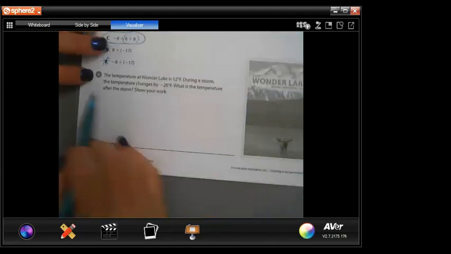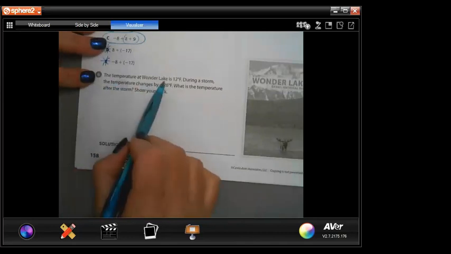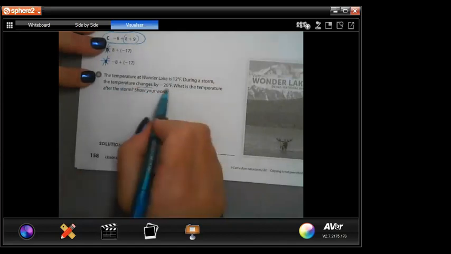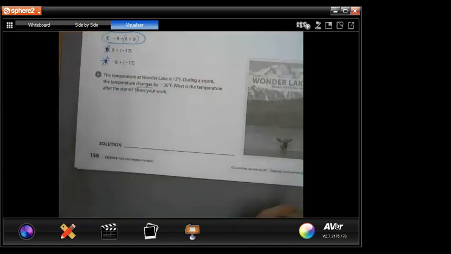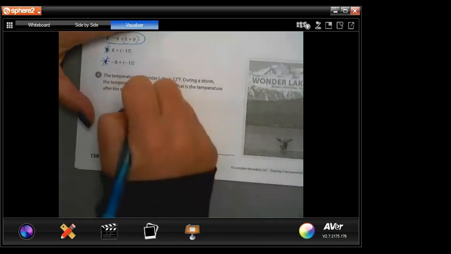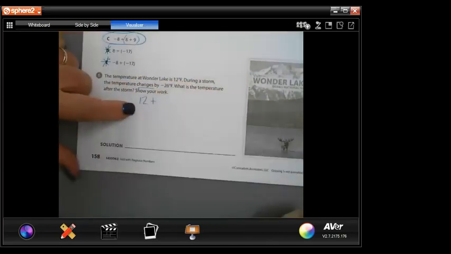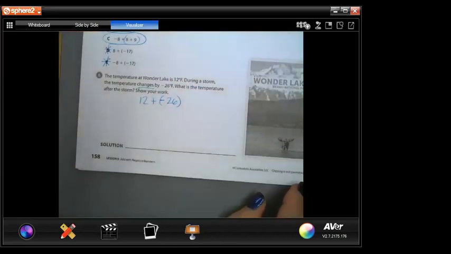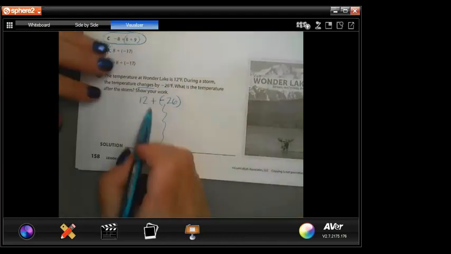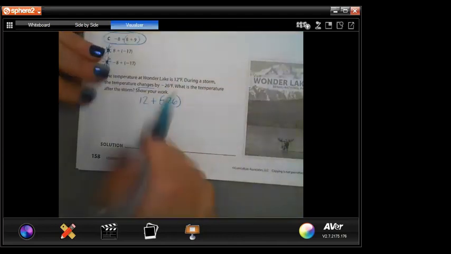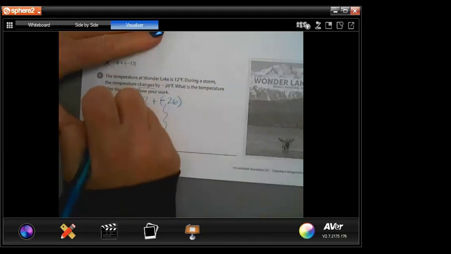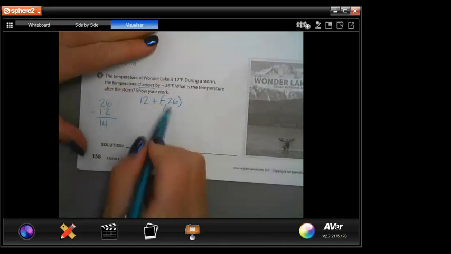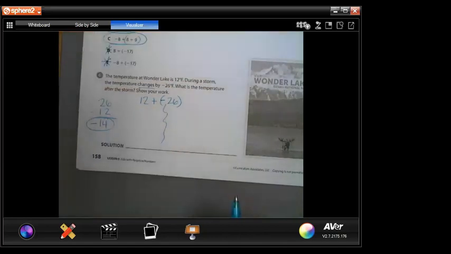Last but not least, the temperature at Wonder Lake is 12 degrees during a storm. The temperature changes by 26 degrees. What is the temperature? If you look at this, this is our problem: 12 degrees is the start, and then it changes by negative 26 degrees. So you have 2 options. When you're adding 2 signed numbers, you don't add them, you subtract them. So 26 minus 12 is 14. Then give it the sign of the larger number, which is a negative 14.